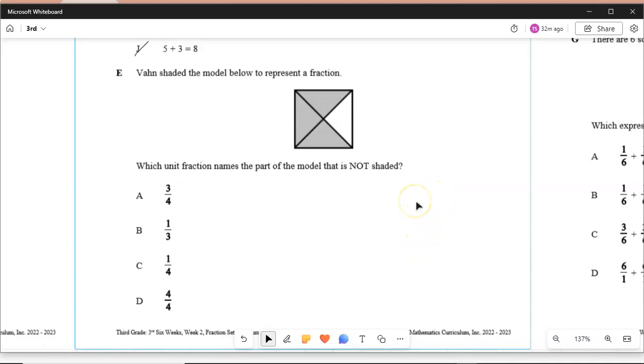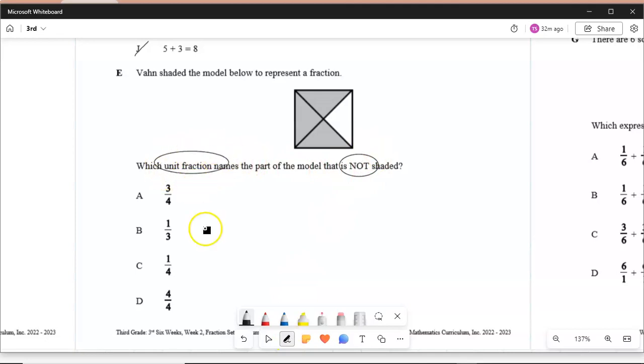Okay, question E. Follow along as I read. Okay, V shaded the model below to represent a fraction. Which unit fraction names a part of the model that is not shaded? So it's asking about the part that's not shaded. And it says something about a unit fraction.